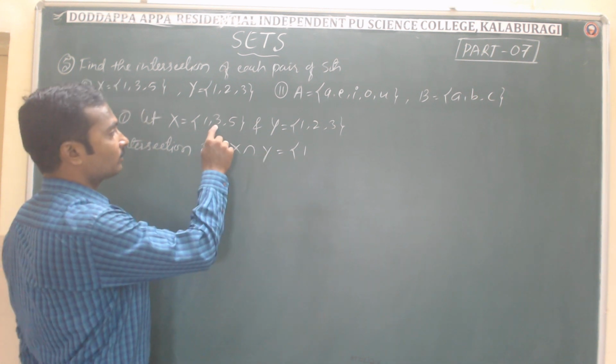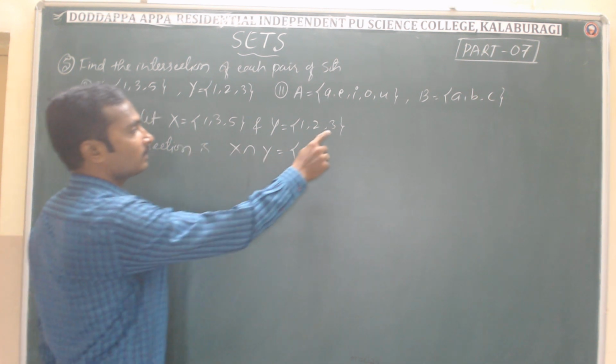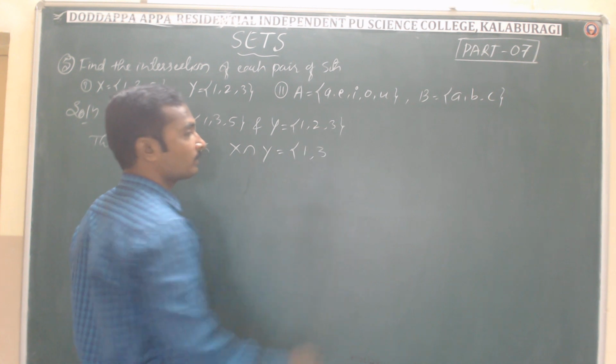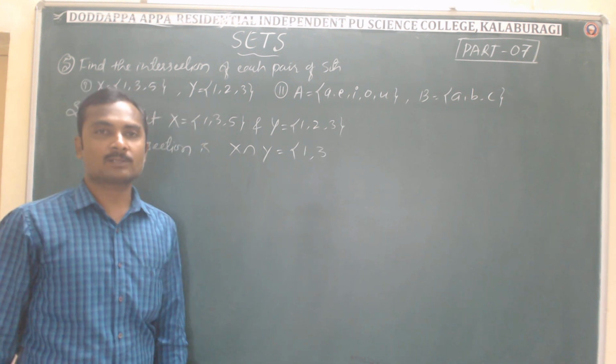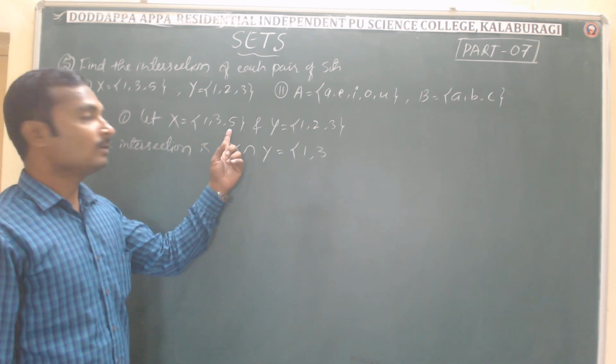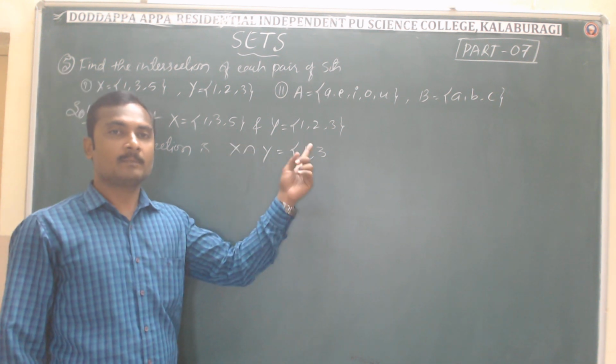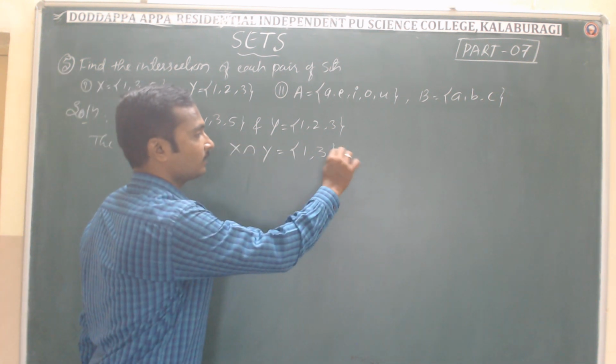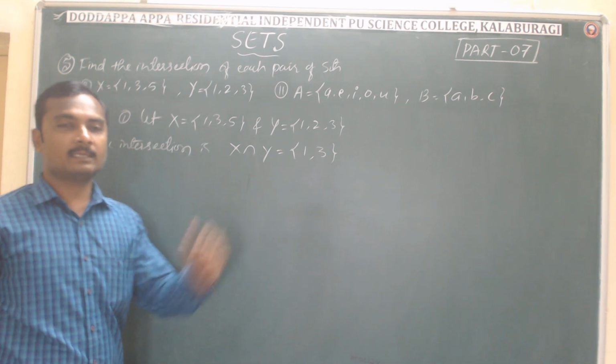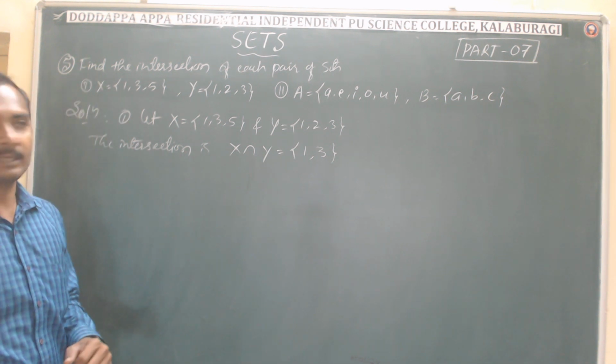So let us take 3. 3 is a member of X, 3 is also a member of Y. So 3 is a member of X intersection Y. Similarly, go for 5. 5 is present in the set X but not present in the set Y. Therefore, 1 and 3 are the elements of X intersection Y.